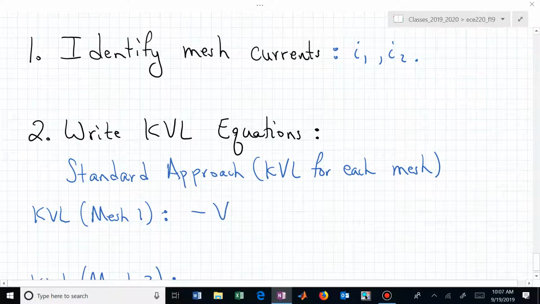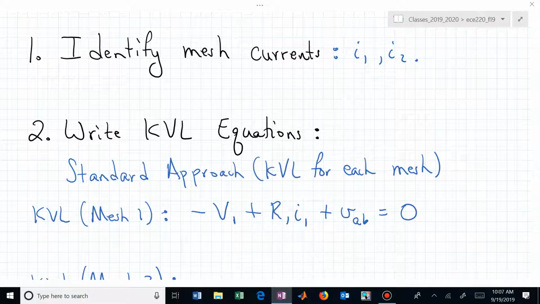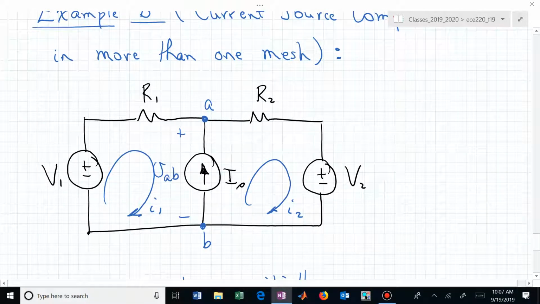It was minus V1 plus R1 I1 plus V sub AB is equal to 0. Yes? Because we're representing that voltage drop across I sub S as some unknown variable, we don't have to include I1 minus I2. So now the question is, I was wanting to apply I1 minus I2 somewhere. Well, that's going to be next.